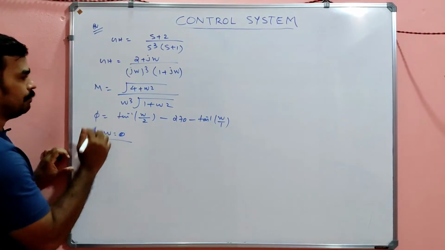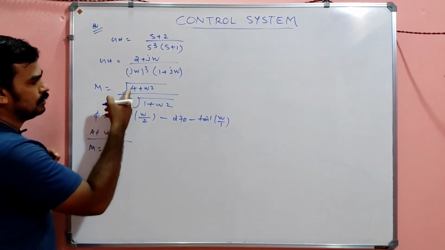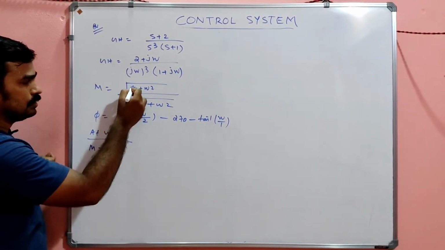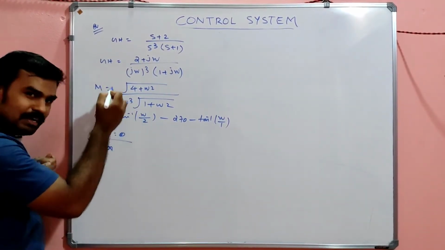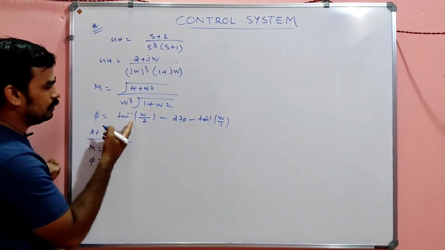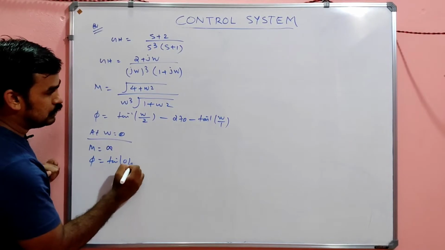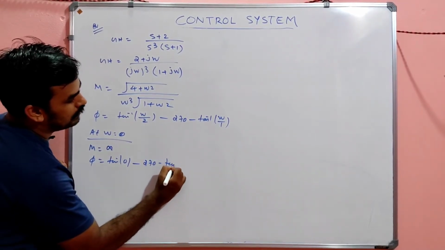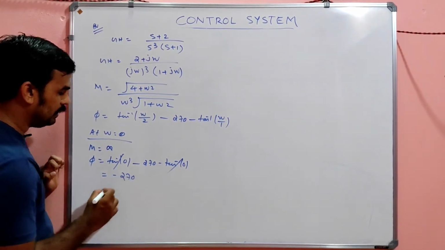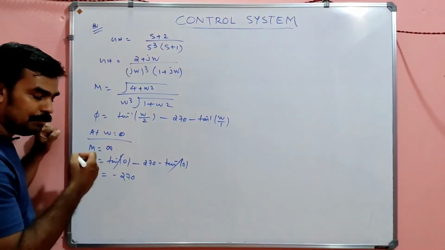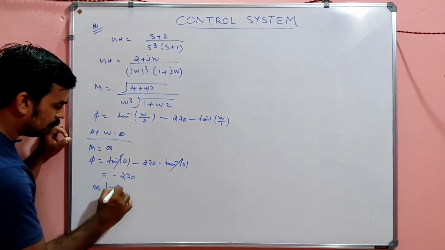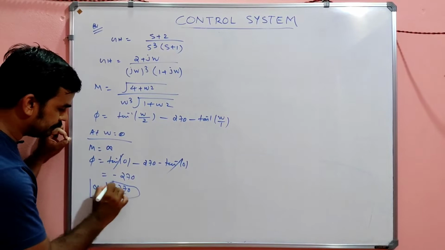So at omega equal to 0, what happens? What will be the magnitude, my dear? Something by 0 will happen, so magnitude will be infinity, because 4 plus 0 square divided by 0, 1 by 0 like format, it will be infinity. So what will be phi now? Tan inverse 0, minus 270, minus tan inverse 0. So tan inverse 0 terms cancel, minus 270 only. So the magnitude angle representation will be infinity angle minus 270.